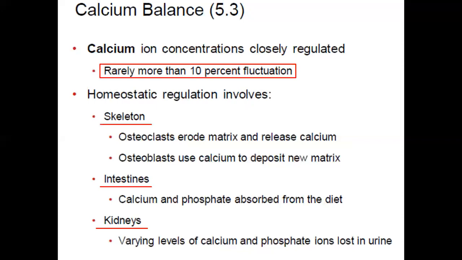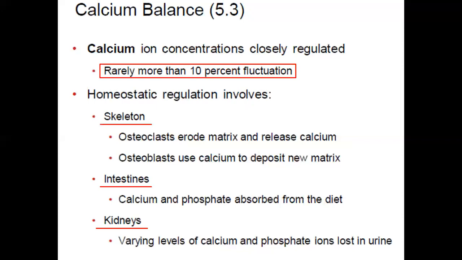The intestinal system basically is what absorbs calcium and phosphate from your diet. So think about foods that are high in calcium. The only way to get calcium into your body is to eat it, like dairy products, some green leafy vegetables, some fish. There's some food that you can consume that's high in calcium and phosphate. So the only way to get calcium into your body is to eat it, and then it gets absorbed through the intestines into your blood.